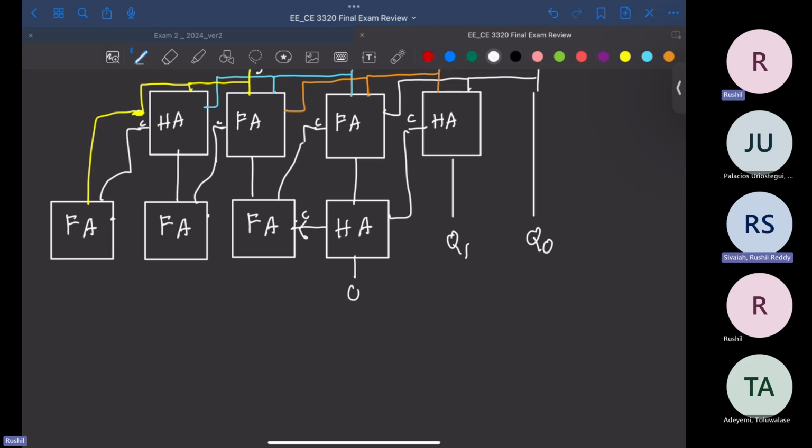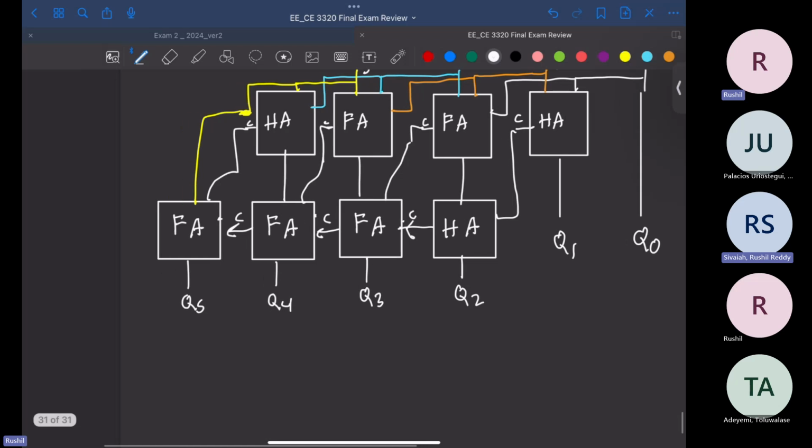And then this output will be Q2. This output will be Q3. This output will be Q4. This output will be Q5. So we do this. We have our carry again, and then our final carry out here will be Q6.